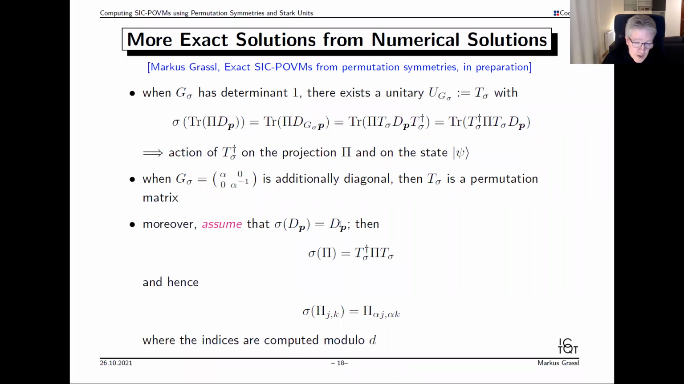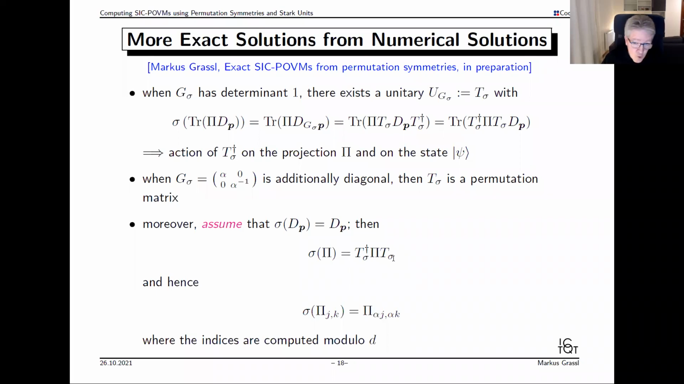So that essentially means that we have a Galois automorphism that fixes the cyclotomic field. If that is true, then we can remove the trace out of that and indeed have an action of our automorphism on the projection operator that corresponds just to a conjugation of this operator.